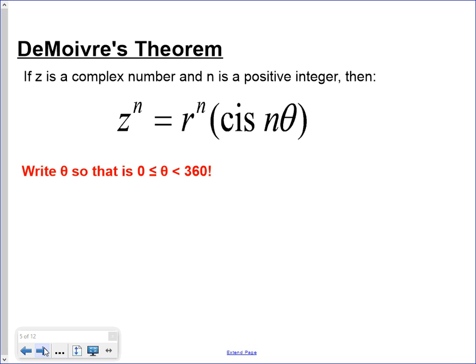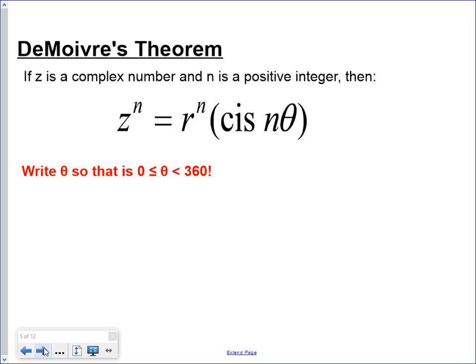This would also be really important if you start with a problem in rectangular form, and then you want to do the work for raising it to a power with trig form. Make sure that you got the right angle, or right argument, for the right quadrant. Okay, so make sure it's an angle between 0 and 360. Let's do a couple of quick examples.